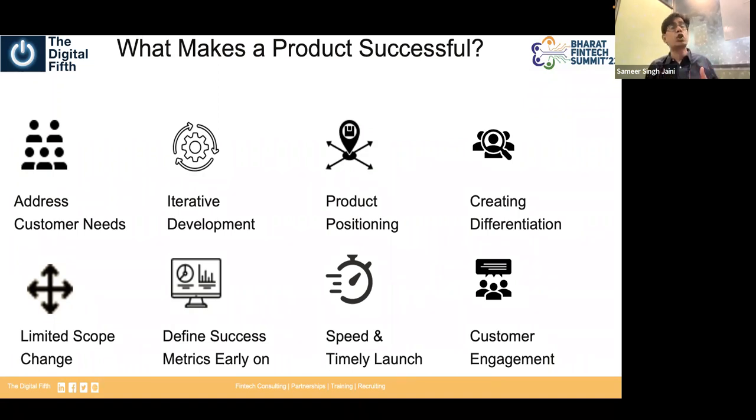It doesn't mean that you should not prep for it. You should prep for it, you should get ready for it. Your product should be a minimum lovable product, customer should love it. But at the core of it, timeliness is as important as well. And of course, through the journey, keep engaging with the customer.